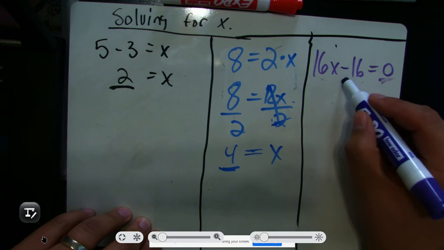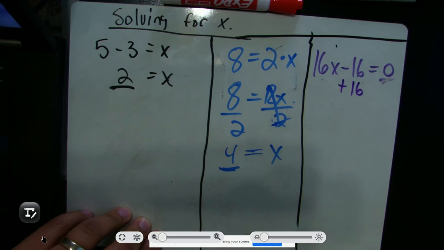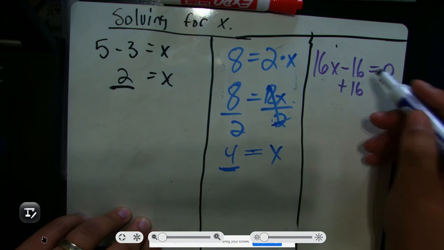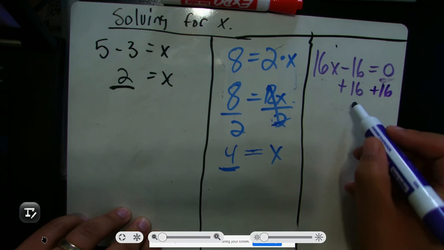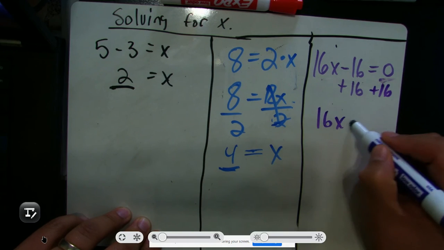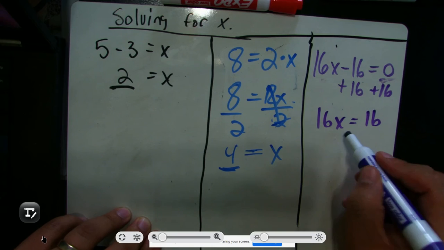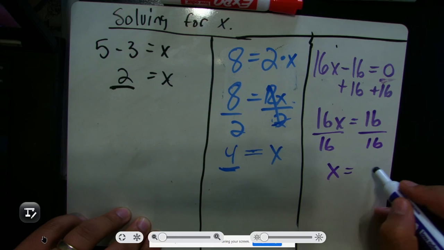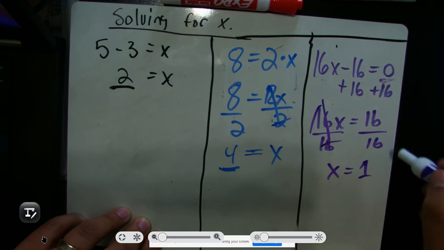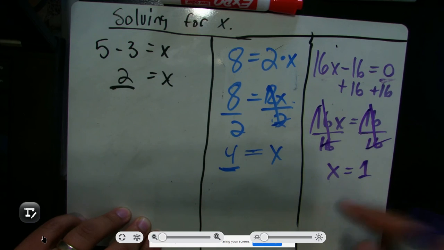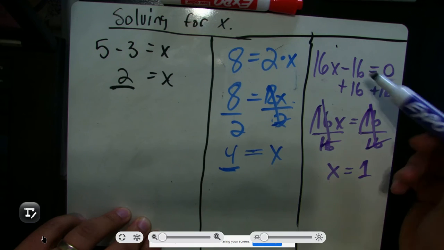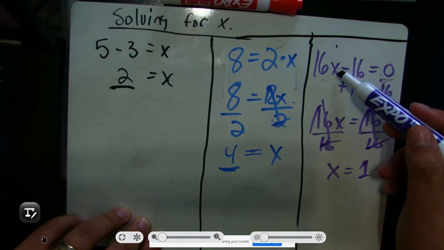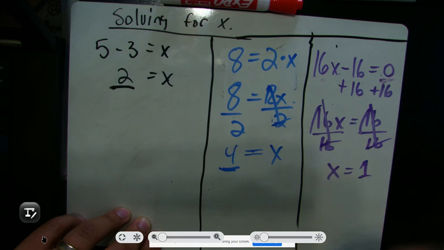I'm going to undo, like peeling an onion. I start with eliminating the constant that's going around the term with the variable x. Plus 16 on both sides. I'm left with 16x equals 16. Divide both sides by 16. x equals 1, right? This simplifies to a giant 1, and this is also a 1. So when are these two expressions equal? Only when x is 1.